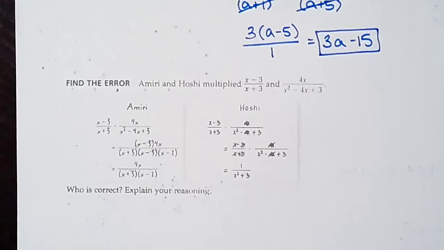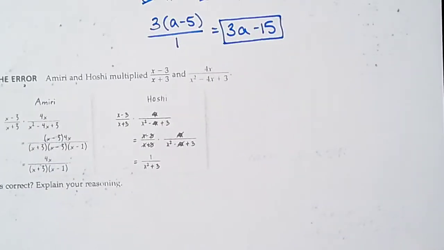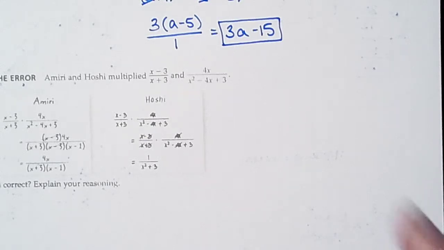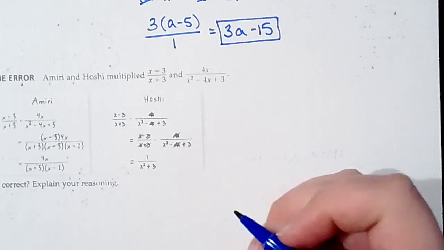All right, find the error. Amiri and Hoshi multiplied the quantity x minus 3 divided by the quantity x plus 3 and 4x divided by x squared minus 4x plus 3. Who is correct? Well, I personally could go right into these, but as a mathematician who knows that they're really good at math, just like you all are, I'm going to do this problem on my own, and then I'm going to compare it to theirs.